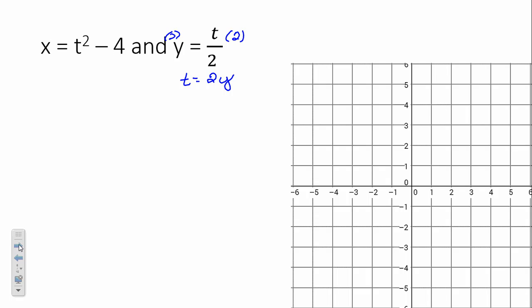Now we take that 2y and we plug it in everywhere we see t in the other equation. So x will be equal to (2y) squared minus 4. What's 2y squared? Or the 2y quantity squared. 4y squared. Because when we square the 2, we'll get 4, and when we square the y, we get y squared. Okay.